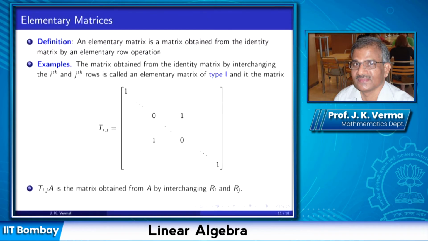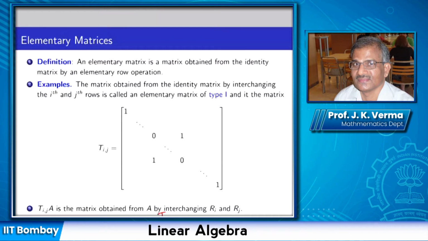Tij times A is the matrix obtained from A by interchanging ith row and jth row of A. So therefore, if I multiply Tij with Tij, I will get identity matrix, and therefore Tij is invertible, and it's its own inverse. This should be I here. So Tij is an invertible matrix. It is its own inverse because Tij square turned out to be identity.